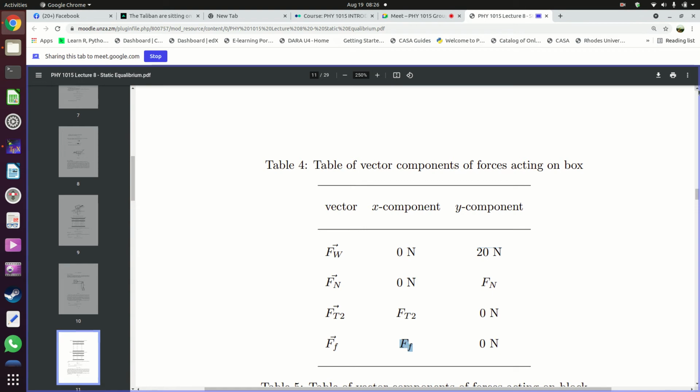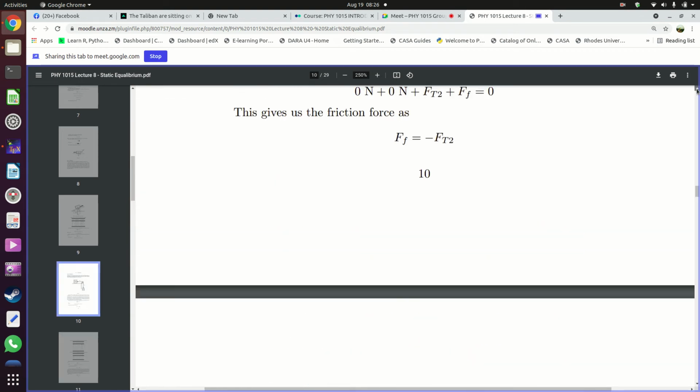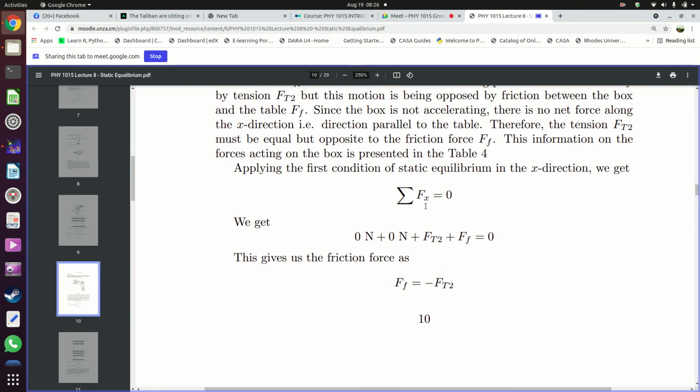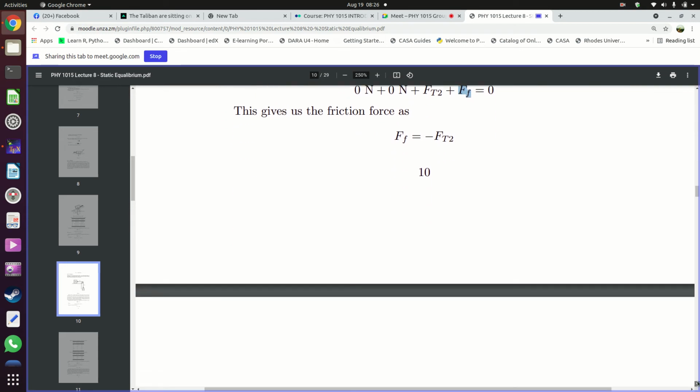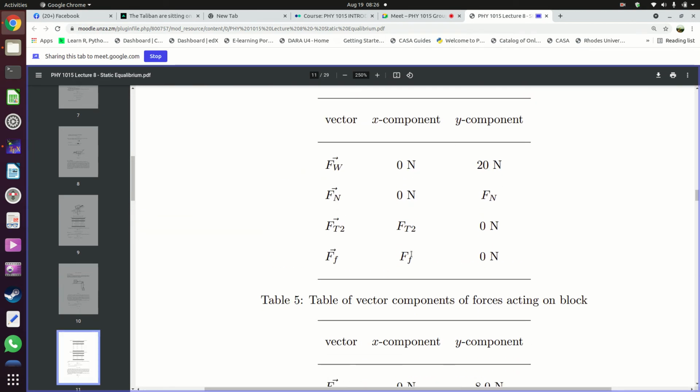So when you do this calculation, when you do the addition, where have we tried to do it? Here. We're adding the sum of the forces. When you add the forces along the x-axis, you should get a 0. So in that case, we're going to have 0 newtons plus 0 newtons plus this bit. But this one here, like you have said, it's supposed to be negative. When you're adding the forces along the x-axis, 0 newtons plus 0 newtons plus Ft2, this is supposed to be negative.